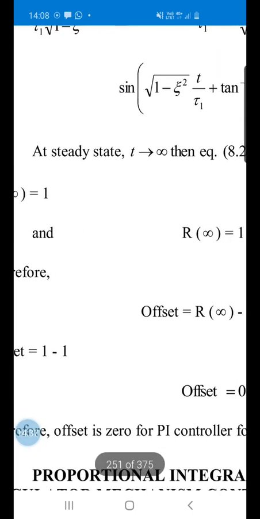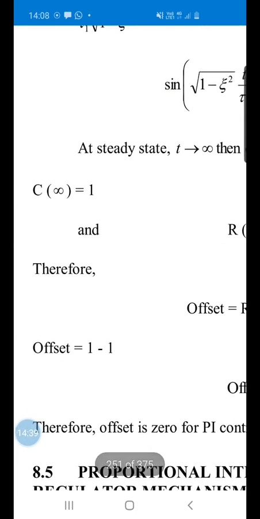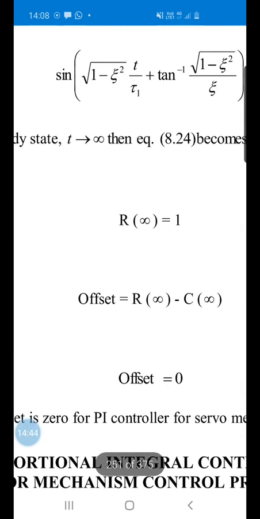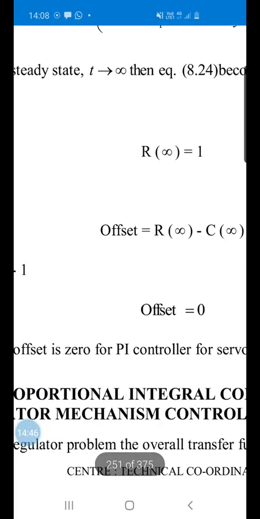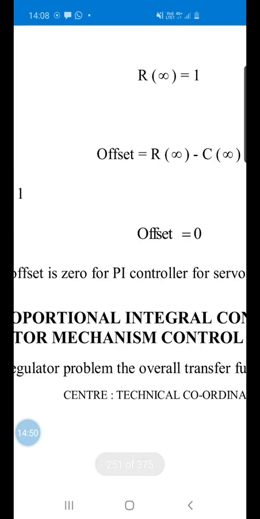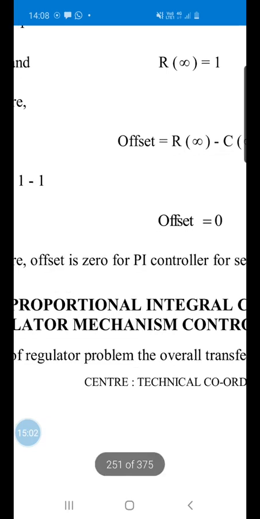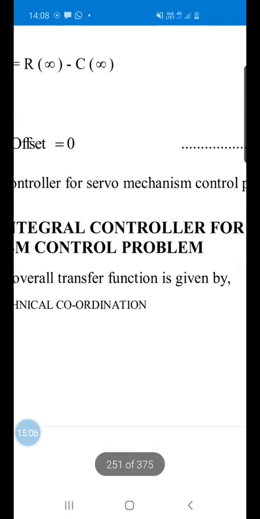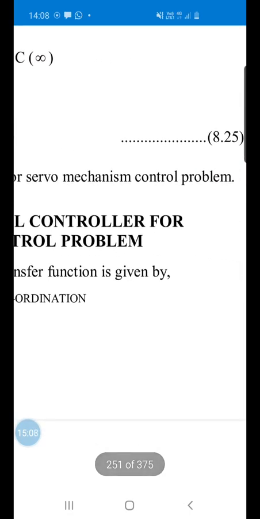Now at the steady state value, C infinity becomes equal to 1, and R infinity is equal to 1. So what will be the offset? Offset is R infinity minus C infinity, so offset is equal to 0. If you go to the graphical representation, you will find that for proportional integral control there are oscillations but the offset is equal to 0. So this is the proof that the offset is 0 for the proportional integral controller for the servo mechanism control problem.